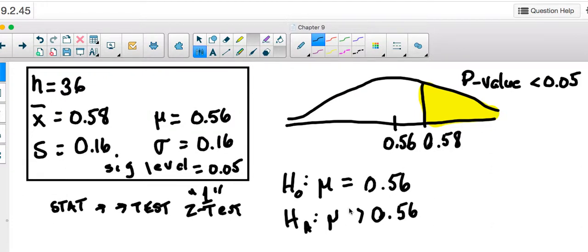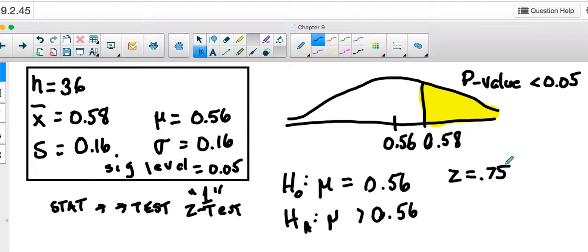Let me just pull my screen up. So mu naught is going to be the 0.56. Sigma is going to be the 0.16. X bar is going to be 0.58. N is 36. And we're going to tab over and choose the one where mu is greater than. Go down and hit calculate. You have to tab down to get there. Hit enter, and you're going to get these values. It's going to tell you that z is equal to 0.75.